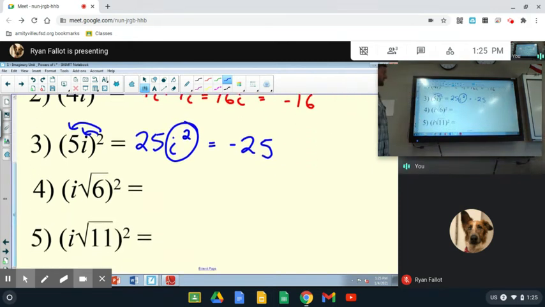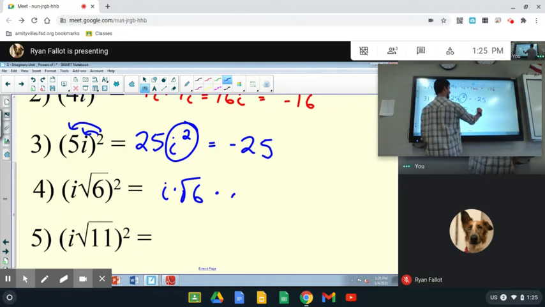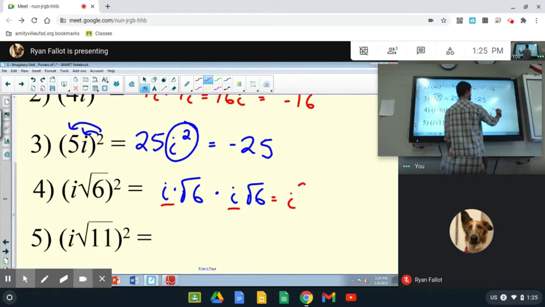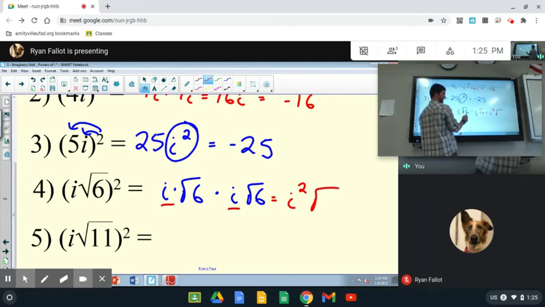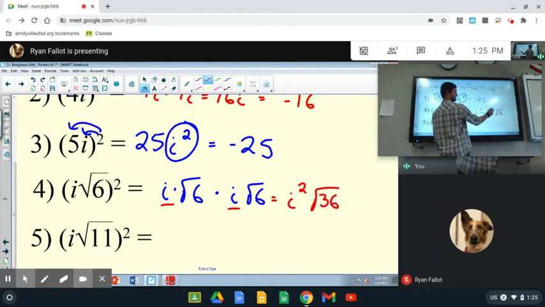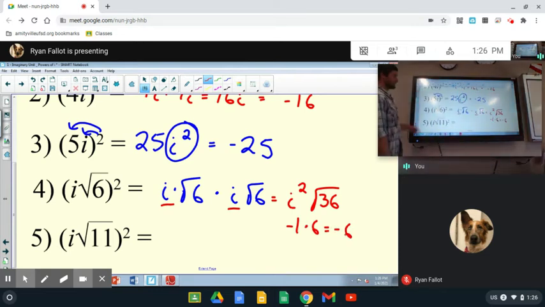A little bit trickier. i radical 6. So let's write it out. i times radical 6 times i radical 6. Like terms. i times i is i squared. Like terms. Radical 6 times radical 6 would be 6. i squared is -1 times 6 is -6. Kind of looks familiar from the other guys, just working backwards a little bit.